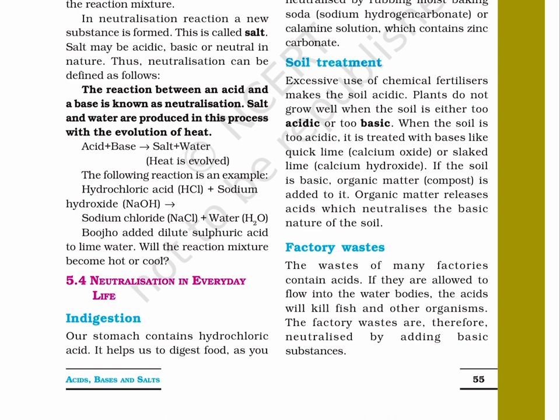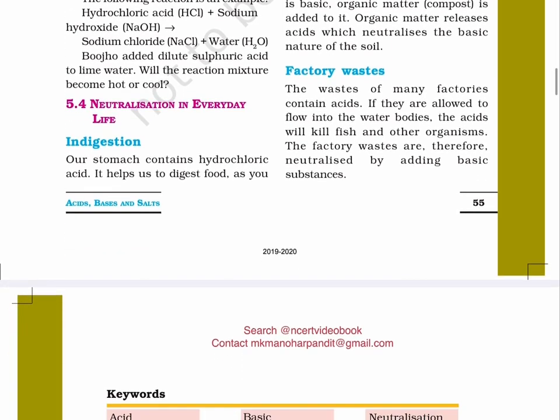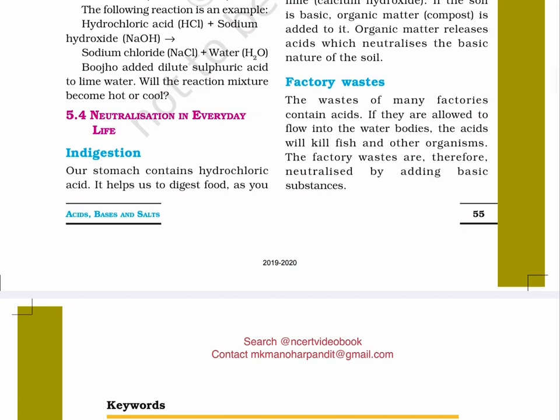Factory wastes. The wastes of many factories contain acids. If they are allowed to flow into the water bodies, the acids will kill fish and other organisms. The factory wastes are therefore neutralized by adding basic substances.